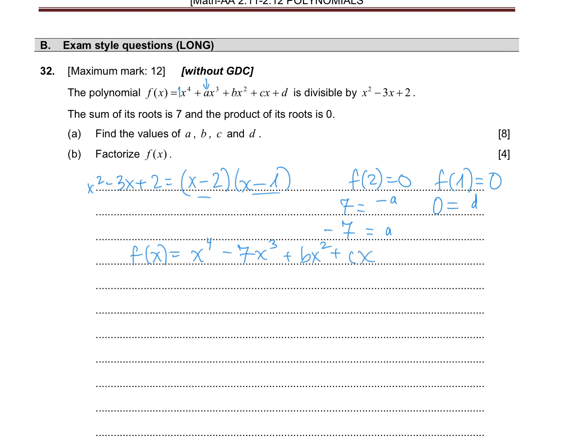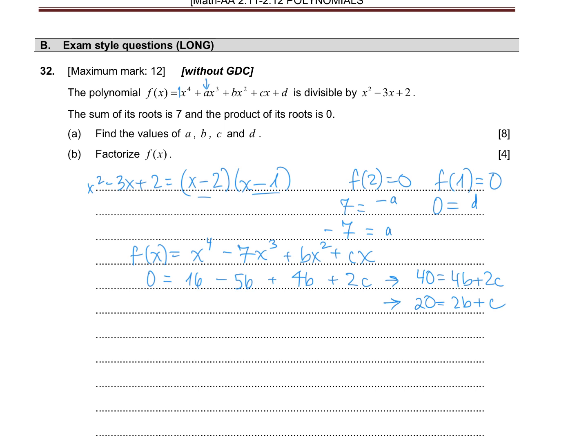And now we can use the fact that 0 is going to equal 2 to the fourth, which is 16, minus 7 times 2 cubed, so that's minus 56, plus 4b, plus 2c. So if we simplify this, this is negative 40 equals 4b plus 2c, and divide by 2.